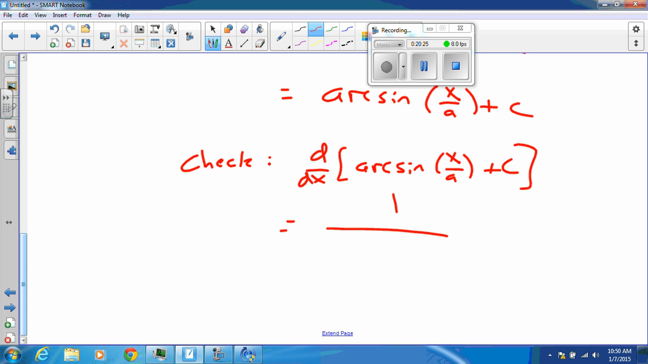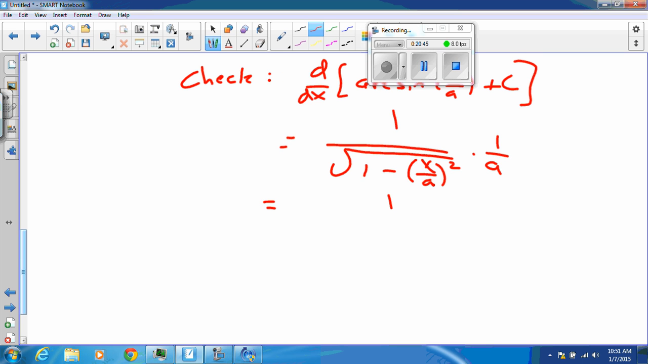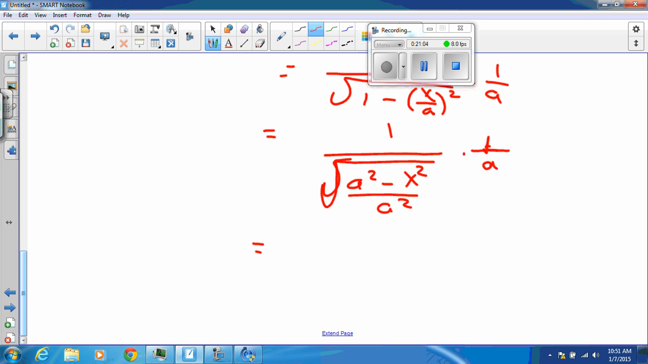The check gets slightly hairy because I don't exactly recapitulate the original, right? I get 1 over root 1 minus x over a squared times the derivative of the inside. And to see that this is equivalent to the other, I need a little bit of common denominator action. The denominator here is a squared, and so I get a squared minus x squared, all of that over a squared, times 1 over a. And so now we end up with this compound fraction, right?